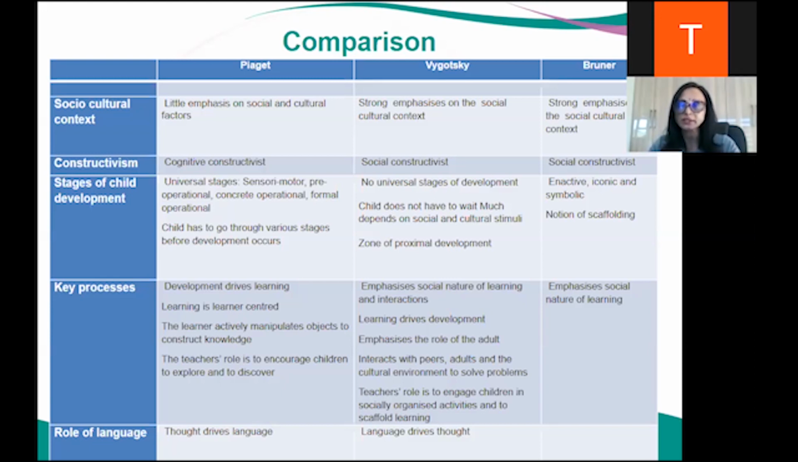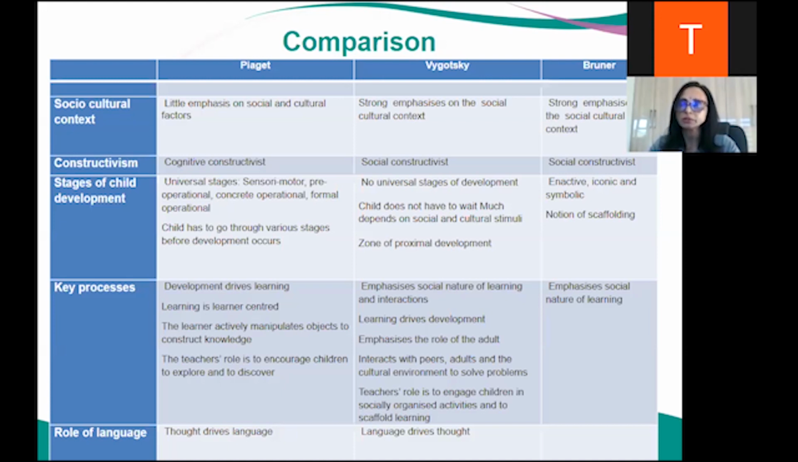You compare apples for apples. What I mean here is Piaget. According to Piaget, there's very little emphasis on social. Vygotsky, cultural theorists, emphasize social and cultural context. And Bruner also emphasizes the social.